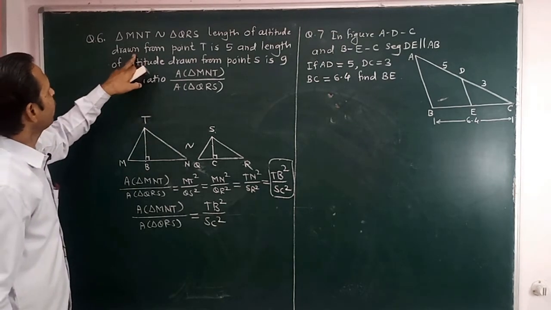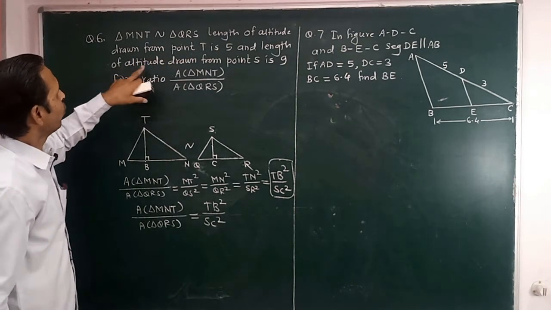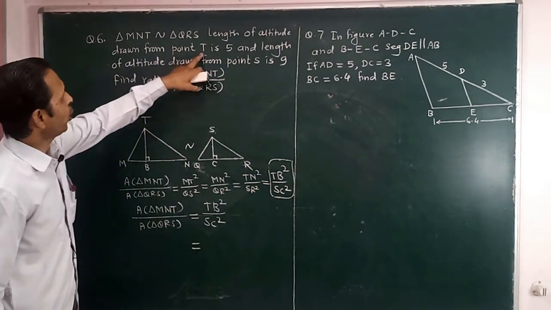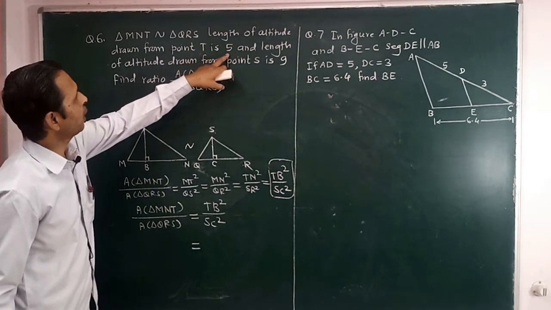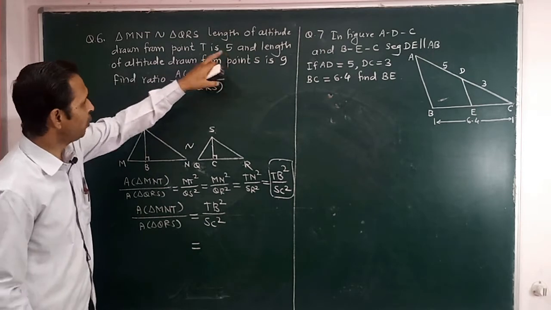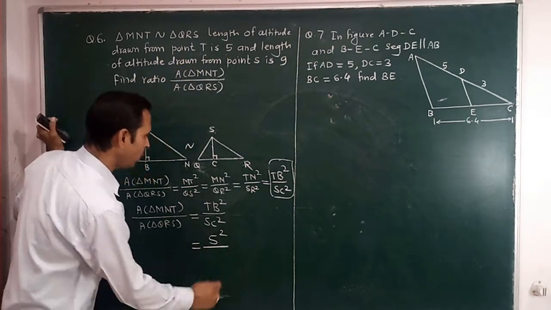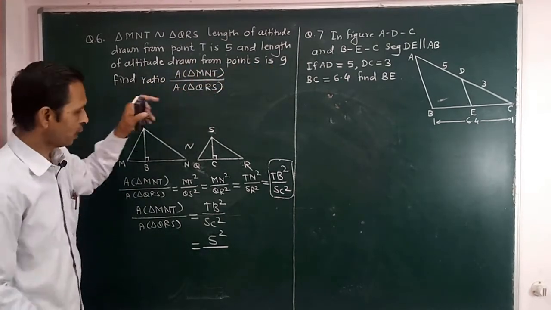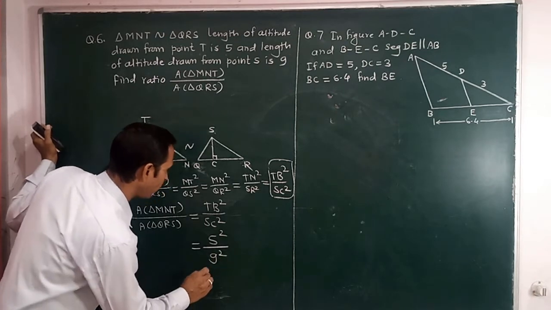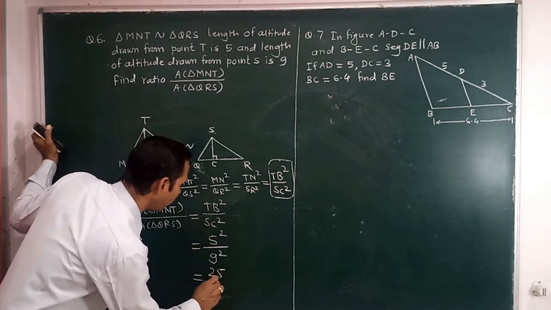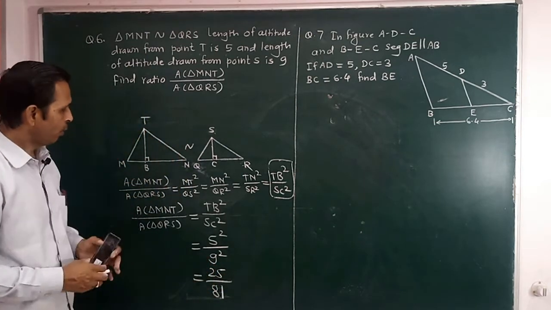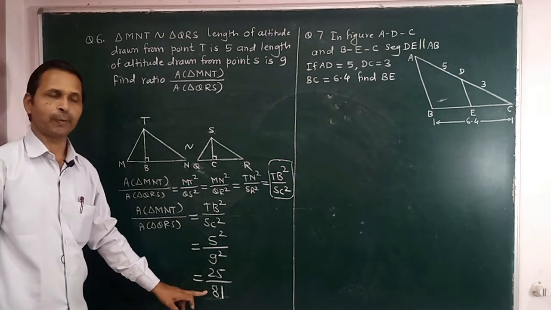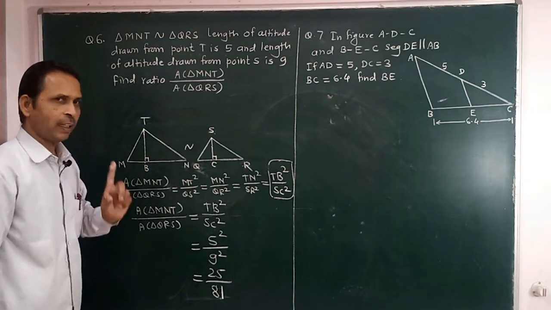Now we are given that from point T we have to find the ratios, so from point T we draw the altitude, the length of that altitude is 5, and that's why TB is 5. We write 5 square divided by the altitude from point S, which is 9 units, so 9 square. That is 25 divided by 81, which means the ratio of these two triangles is equal to 25:81.